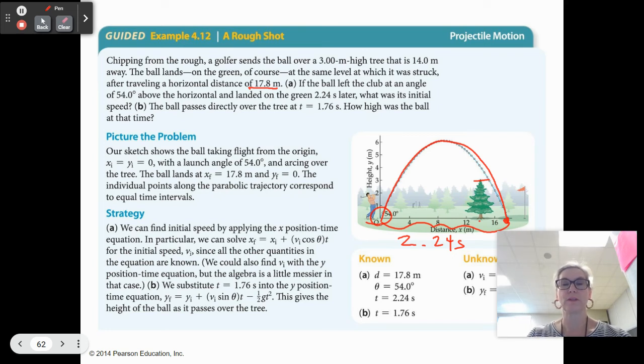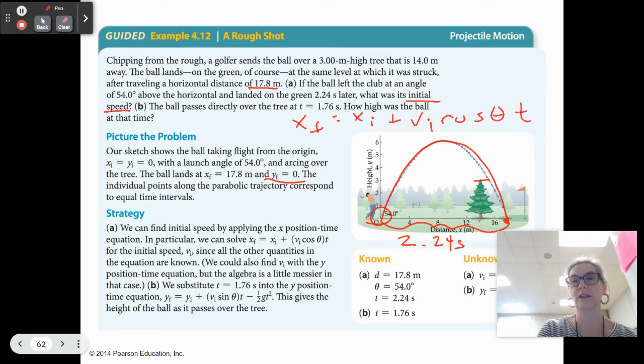XF is 17.8 meters, and our final y position is going to be 0 because, again, it lands on the ground. And so we're going to use those other factors as we plug into our equation. We can find the initial speed, because remember, that's what we're trying to find. If the ball left the club, what is the initial speed? So we can plug into that equation for XF equals XI plus VI cosine theta t. And I'm going to use that one because I know all the variables except the one I'm looking for, which is VI.